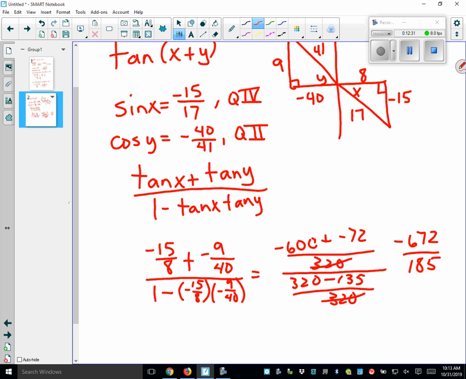Is that right? Won't reduce? Are you okay with that? Moving right along.